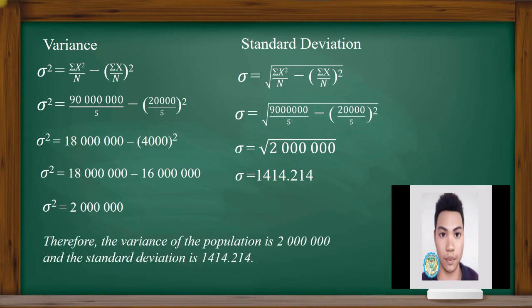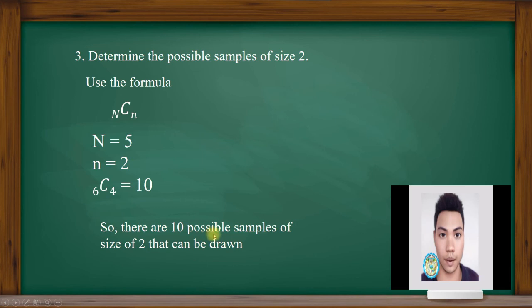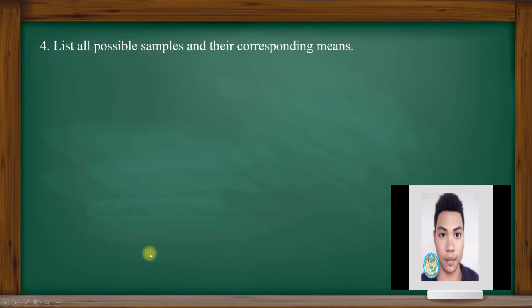So therefore, the variance of the population is 2 million and the standard deviation is 1,414.214. So next step is determine the possible samples of size 2. So dun sa ating problem, ang given niya is the possible samples of size 2. So 2 yung gagamitin natin dito. So use the formula NCn. So ayan. So the possible samples of size 2 is 10. So there are 10 possible samples of size 2 that can be drawn.